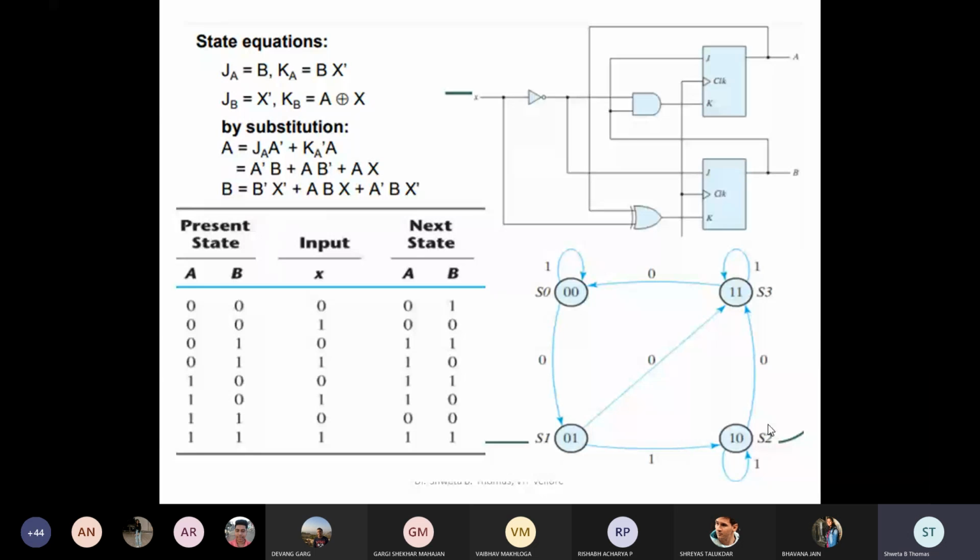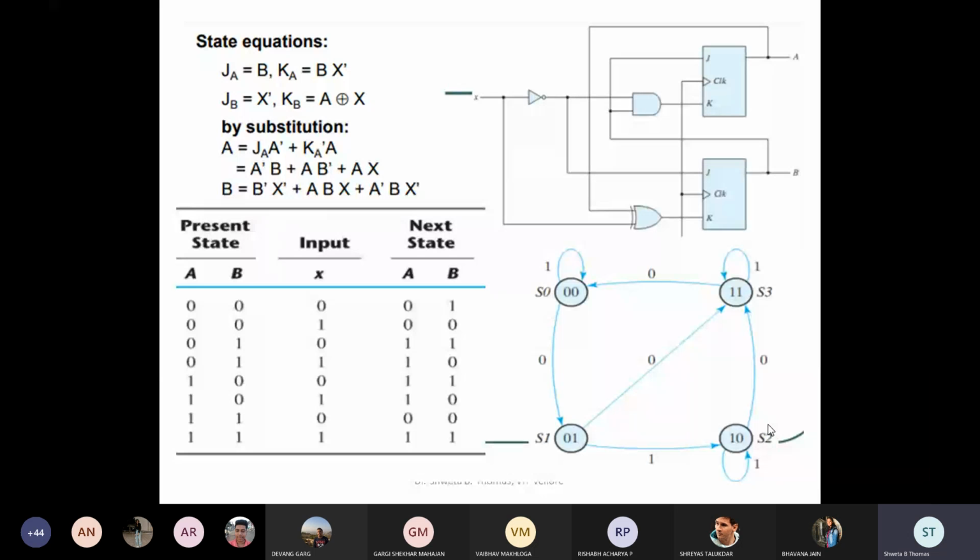For more clarity, if you get confused with both present state and next state showing as A, B, instead of A, B you can write A(t+1), B(t+1) in your table. That kind of notation you can use. So both A and B are 1, 1. X is also 1. So A and B is 1.